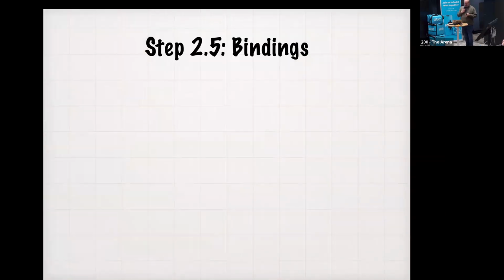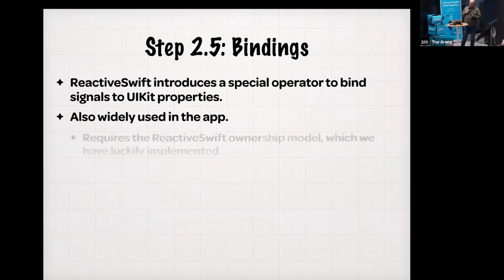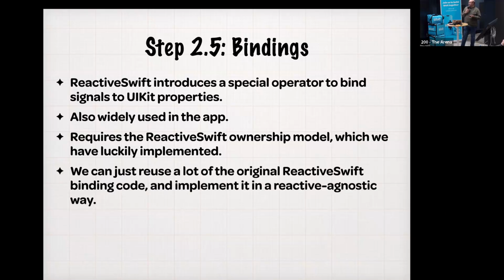A little side step here is that we were also using these binding things from Reactive Swift, where you can bind properties to UIKit things directly, and we've used quite a lot of these in the app, so we kind of need that as well. And this requires the Reactive Swift ownership model because, when you bind a title to a button, we don't save a cancelable anywhere. So we have to use this other ownership model. But luckily, we have implemented it.